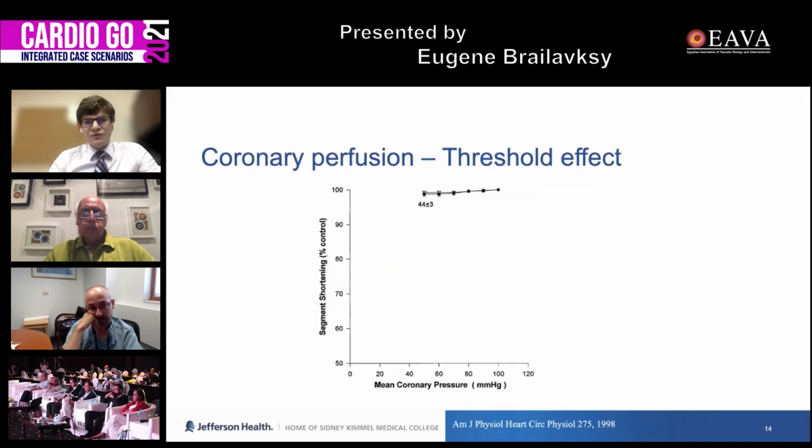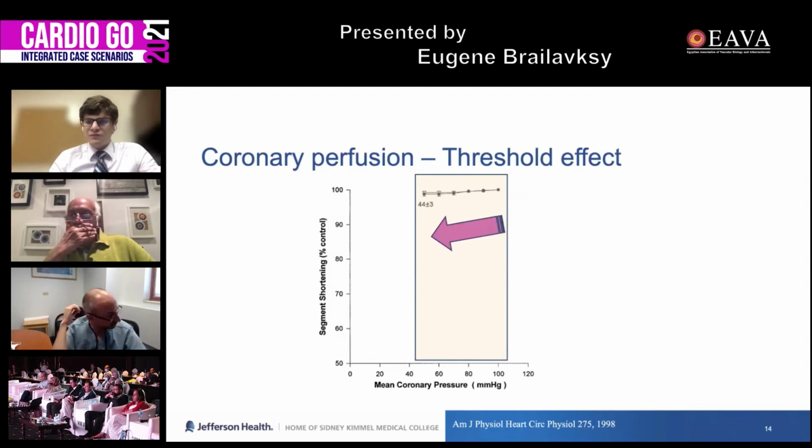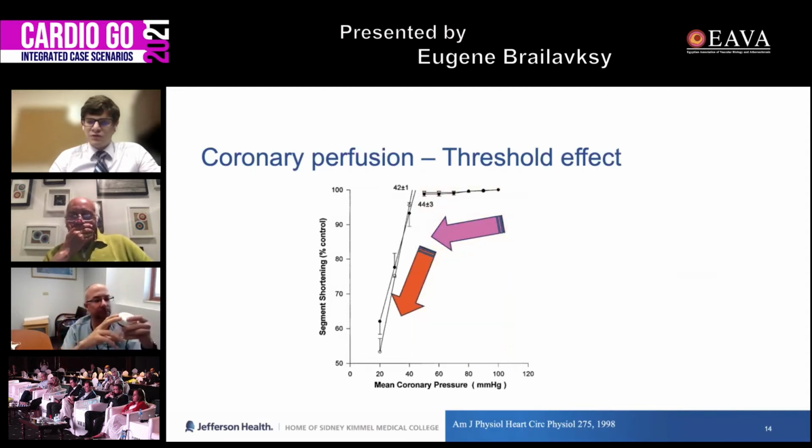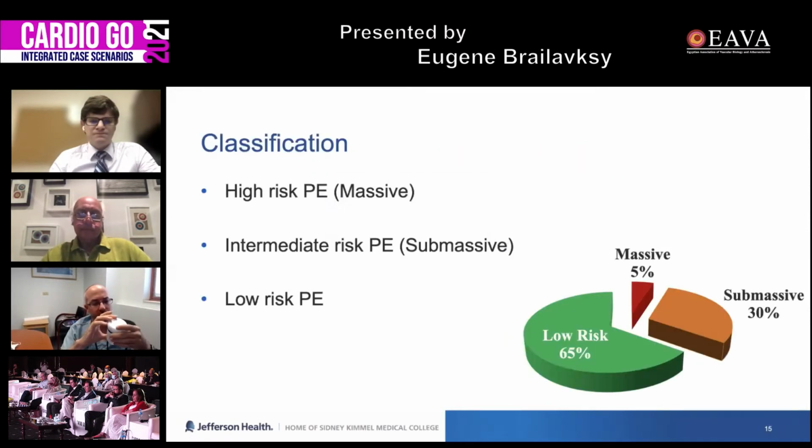And this coronary perfusion really is a threshold phenomenon. It operates between 40, 50 to about 110 millimeters of mercury. But as you reach that threshold, it's not a linear relationship. The coronary perfusion plummets and the RV stroke volume plummets with it.